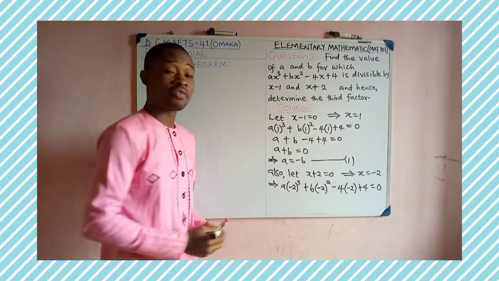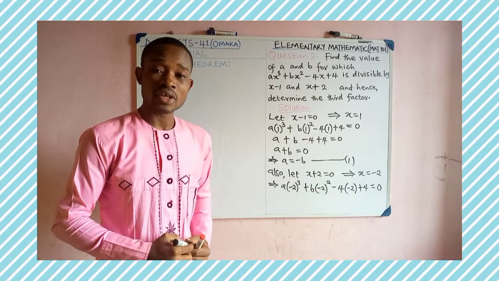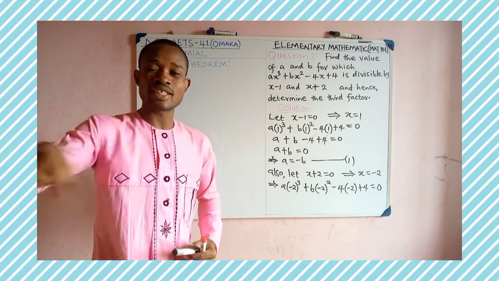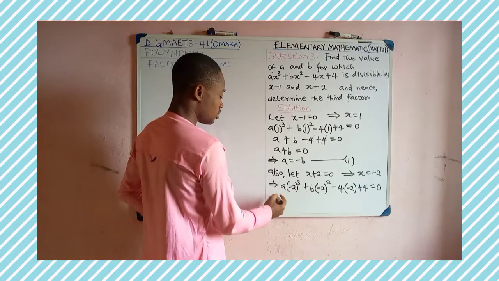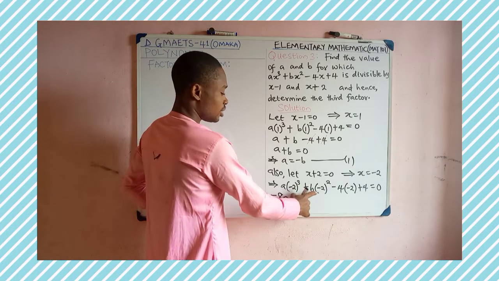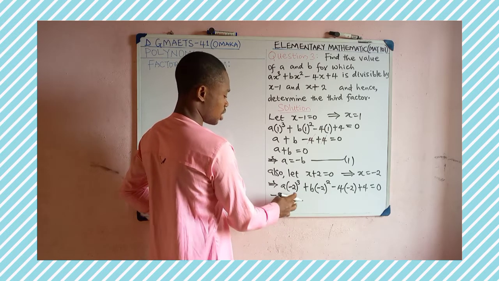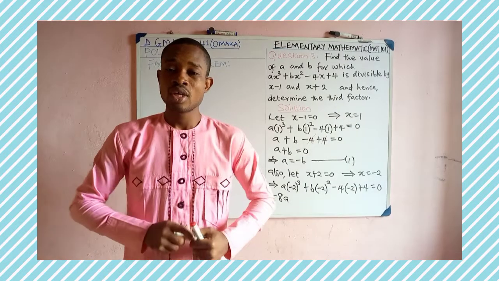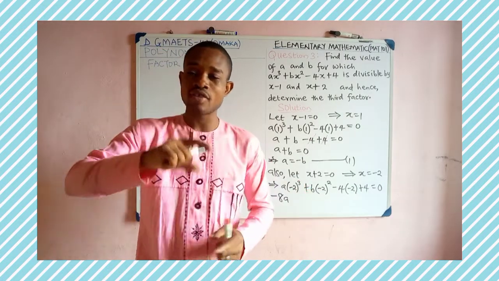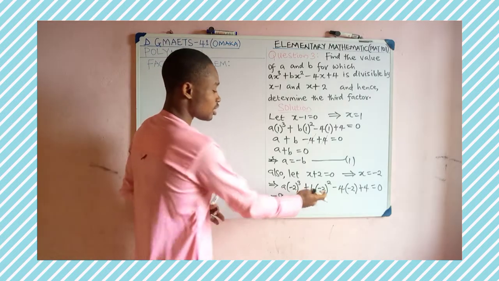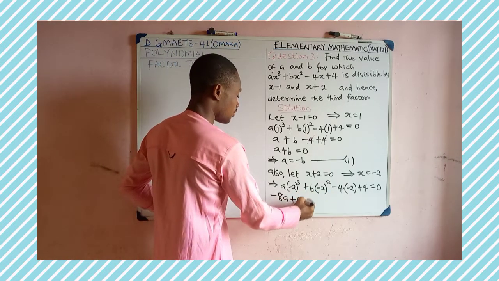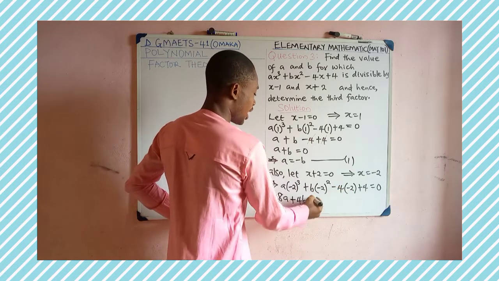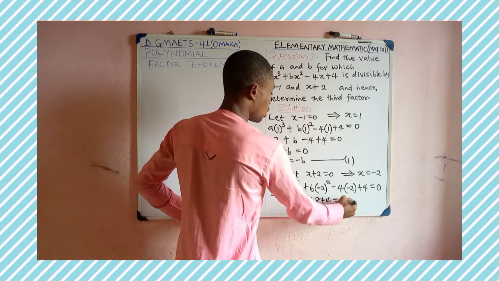Minus 2 raised to the power 3 will give us minus 8. That 3 there is an odd number. A negative number raised to an odd number will produce a negative result. So minus 8 times a will give us minus 8a. Then it's going to be plus minus 2 raised to the power 2. 2 is an even power. A negative number raised to an even power, the final result will become positive. So this is plus 4 times b will give us plus 4b. This term will give us minus 4 times minus 2, which is plus 8. Plus 8 plus 4 equal to 0.